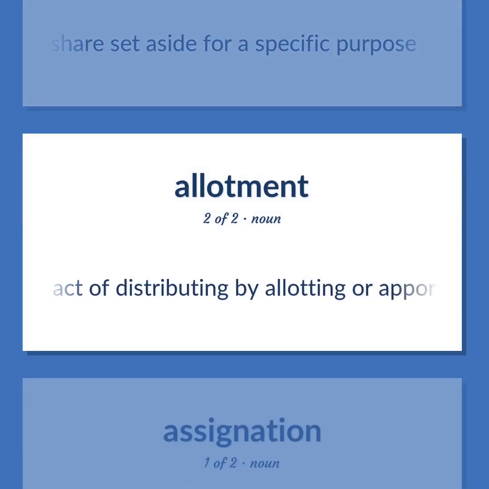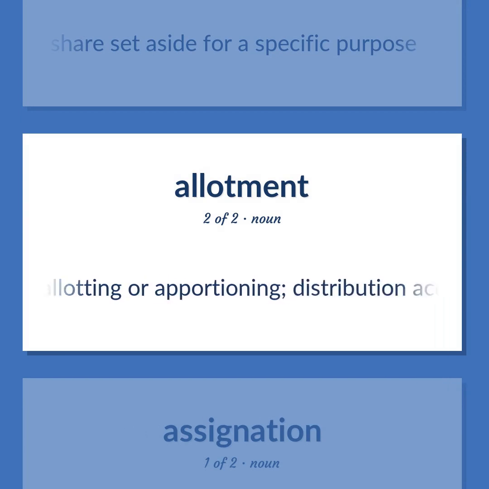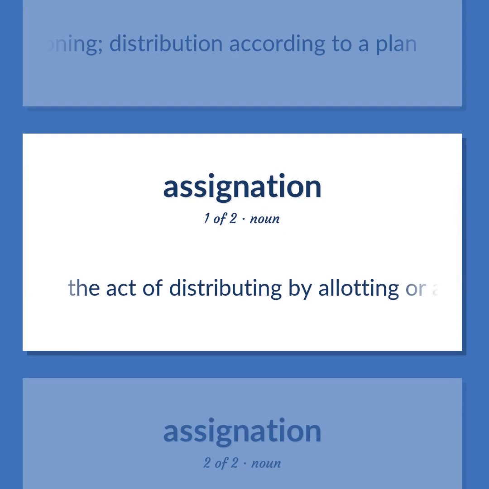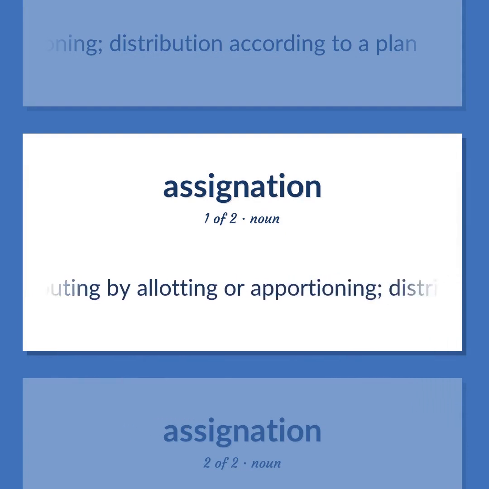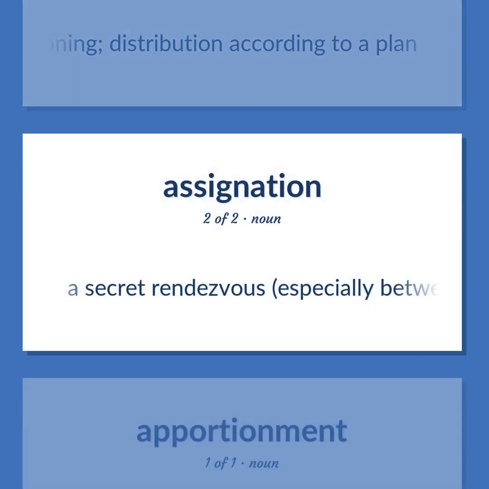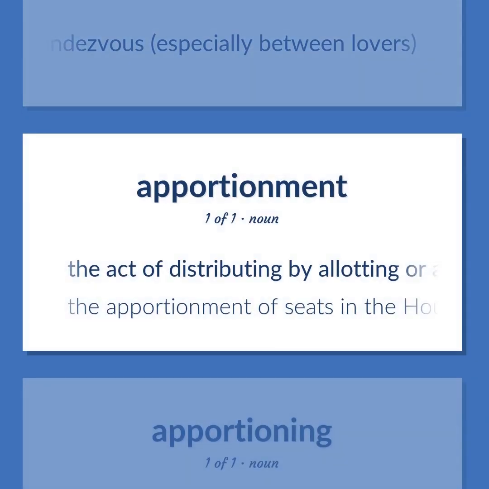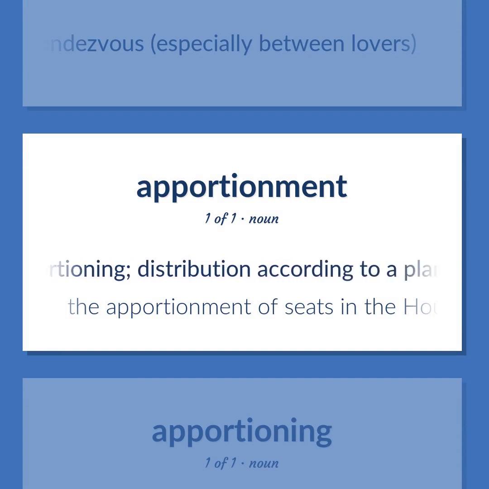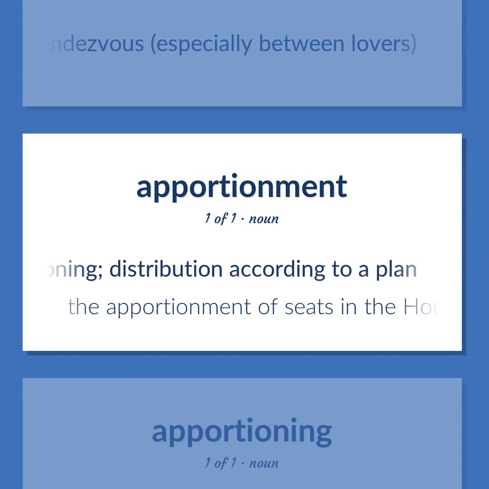The act of distributing by allotting or apportioning. Distribution according to a plan. A secret rendezvous, especially between lovers. The act of distributing by allotting or apportioning. Distribution according to a plan. The apportionment of seats in the House of Representatives is based on the relative population of each state.